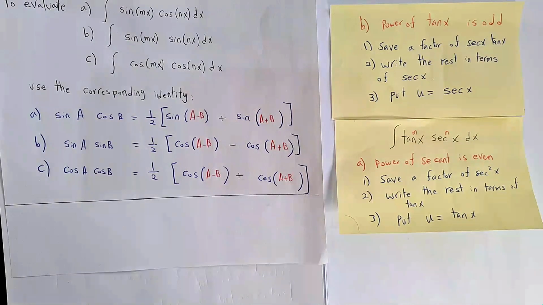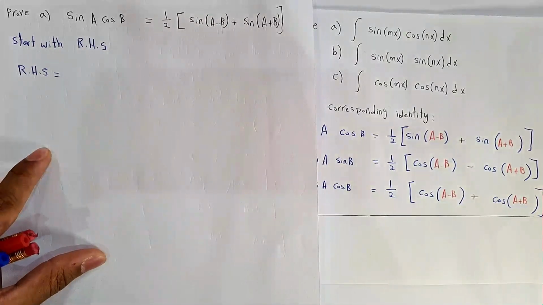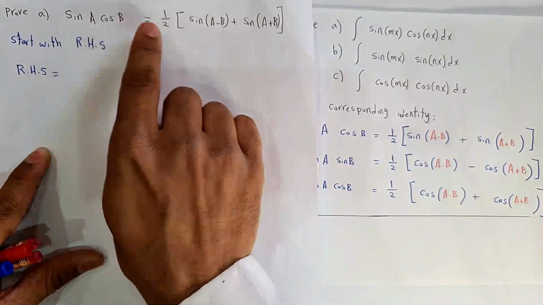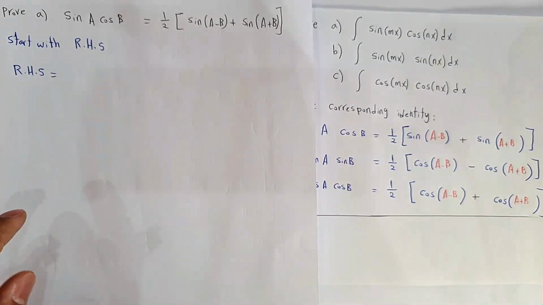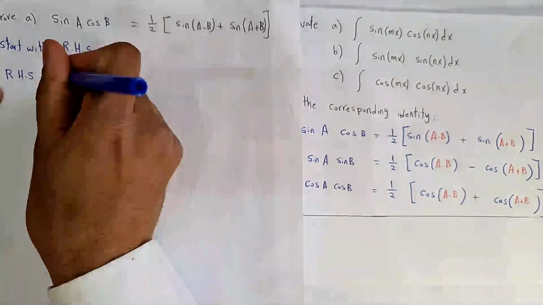Let me give you the proof for the first one so that you understand the full picture. Now we will prove part A, which is sine A cosine B equal half this. We need to start with the right hand side because it is easier. The right hand side will be half.